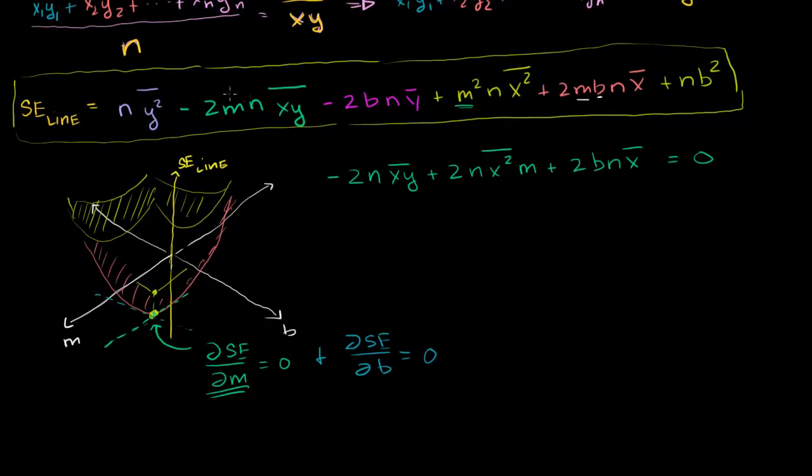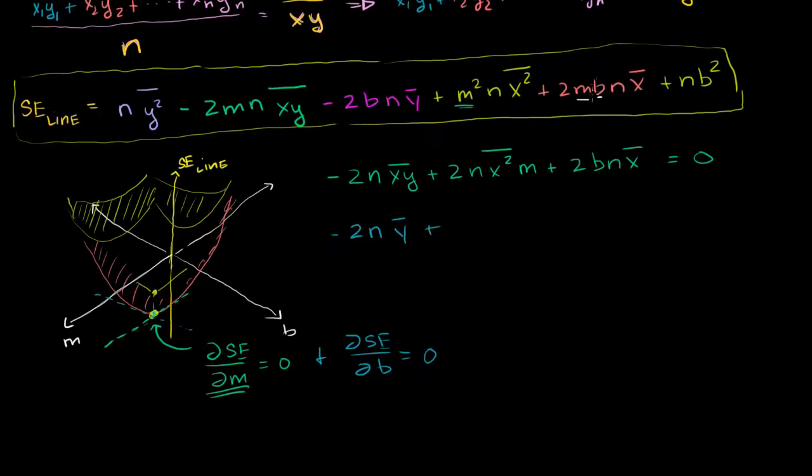So the partial derivatives of either of these with respect to b is 0. Then over here, you have a -2n times the mean of y's as a coefficient on b. So the partial derivative with respect to b is going to be -2n times the mean of the y's. And then there's no b over here.